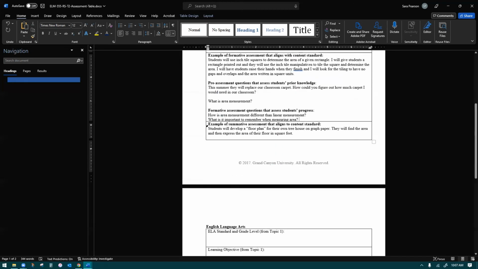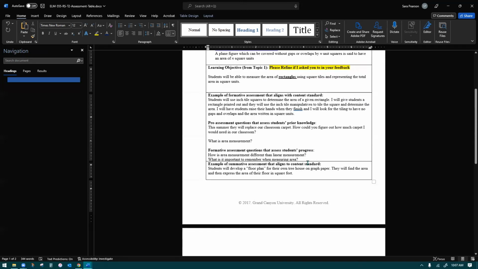And finally, you need to give an example of a summative assessment for this content standard. So now that students are understanding this concept of measurement, how will I know at the end of my teaching cycle of this standard if students can master the content? And so I like to make summative assessments more project-based or task-based, more fun. No, we don't need to do multiple choice quizzes on everything.